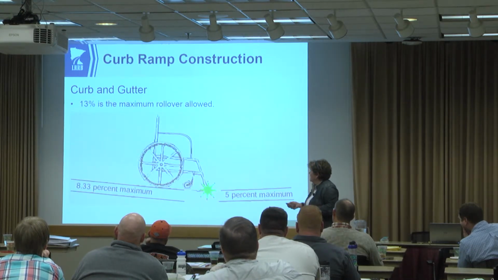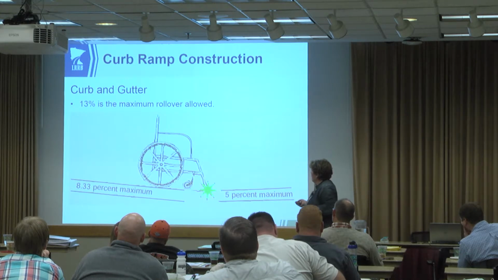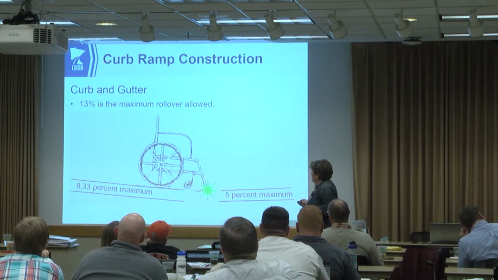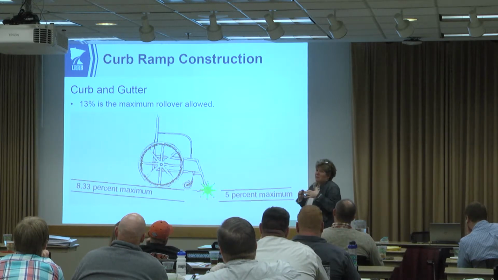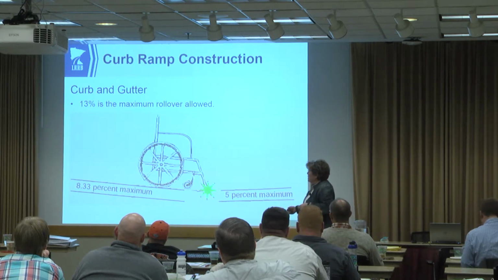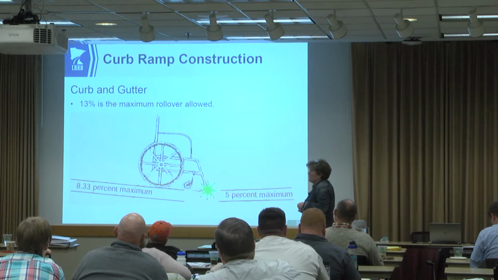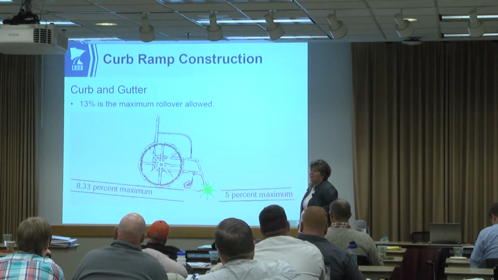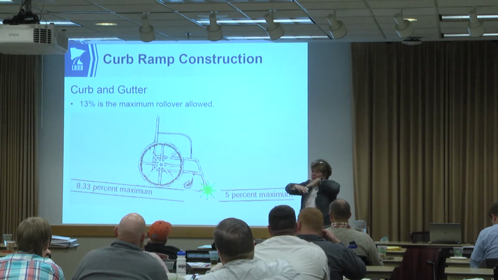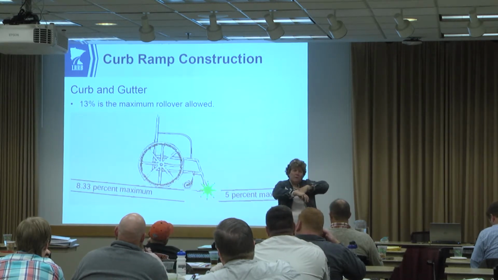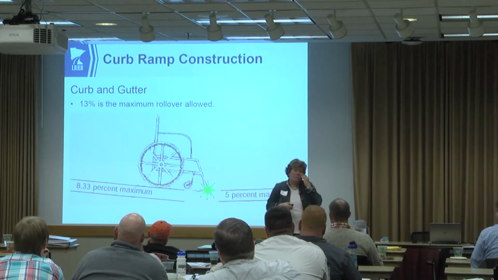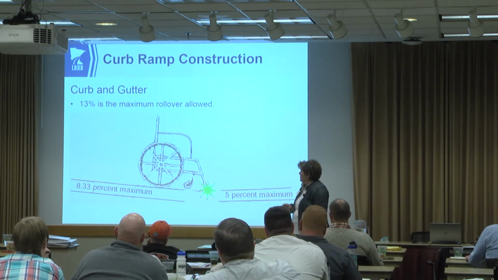The maximum rollover, I call this the inverse grade or the adverse grade, it's like the opposite of rollover on super elevation. The maximum is 13%. So if you have an adjacent ramp at 8.33, this gutter is going to have to be warped up to less than 5. It's got to be warped up to less than 4.66, so that delta A, like on a vertical curve, or that A or delta G would be maximized at 13.